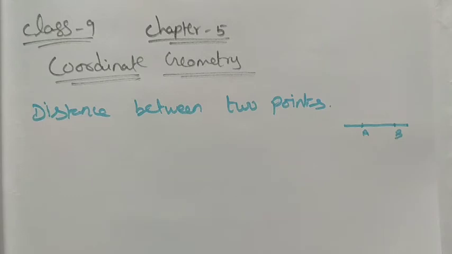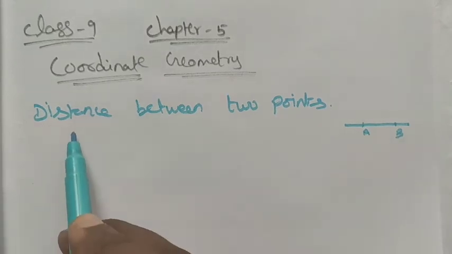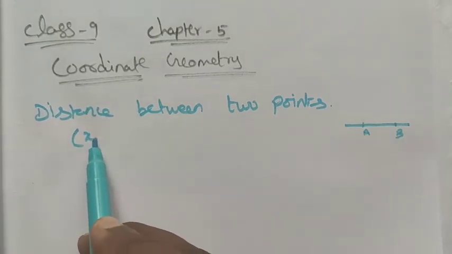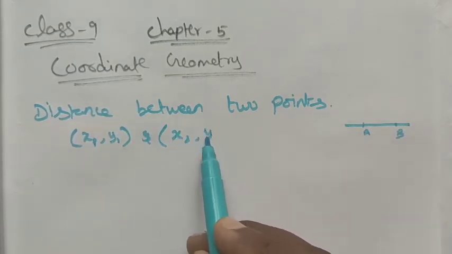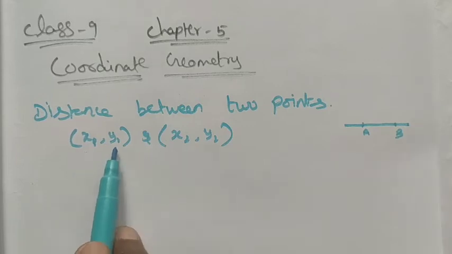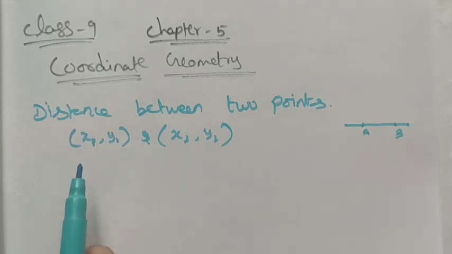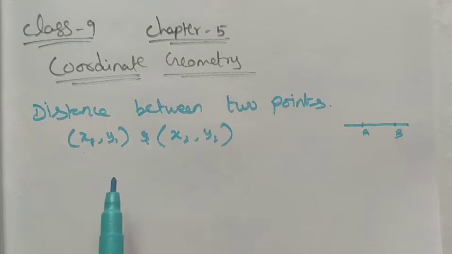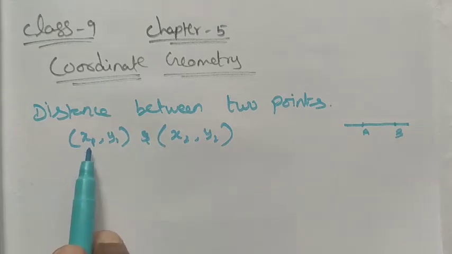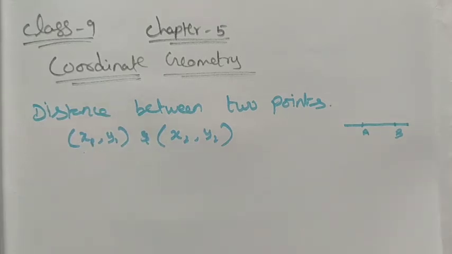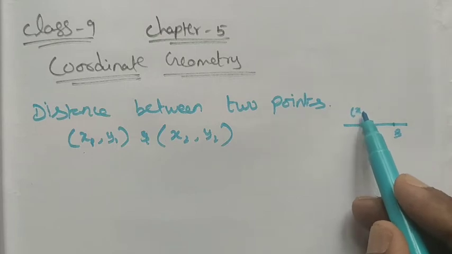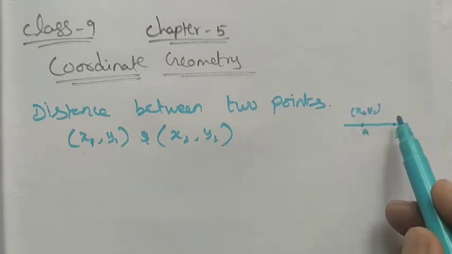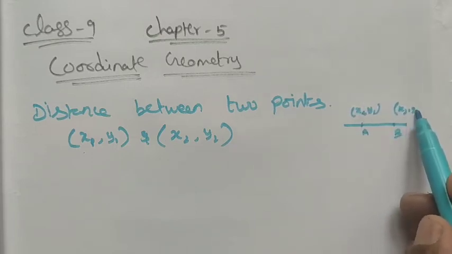How are we going to find it out? Here the first point we take as x1 comma y1, and then the second point we take as x2 and y2. Always x and y are the coordinate points. We are choosing the 2 points, so for our identification we take them as x1 y1 and x2 y2. We want to find the distance between these 2 points. Suppose A is the point x1 comma y1 and B is the point x2 comma y2.